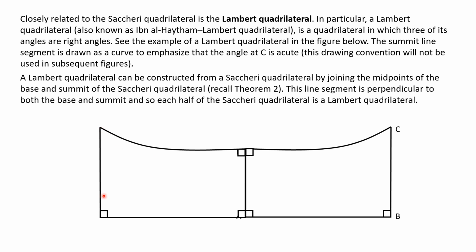If you start with a Saccheri quadrilateral, this thing here that I'm tracing, and then you find the midpoint of the summit and the base, draw the perpendicular. Remember we proved that the segment joining the midpoints of the base and the summit is perpendicular to both, and then we get two Lambert quadrilaterals if we do that, one on each side. So some of the theorems we'll see involve the Lambert quadrilateral and some will involve the Saccheri quadrilateral. Okay, and this is the relationship here.